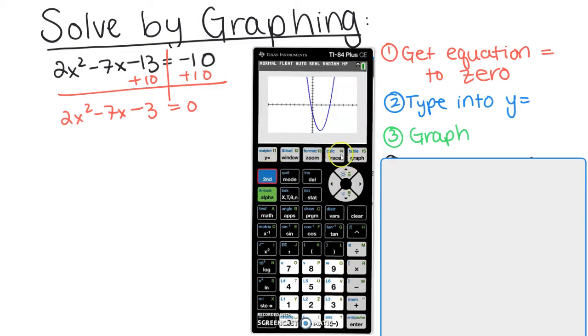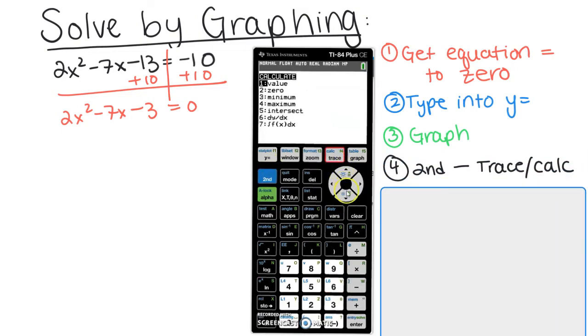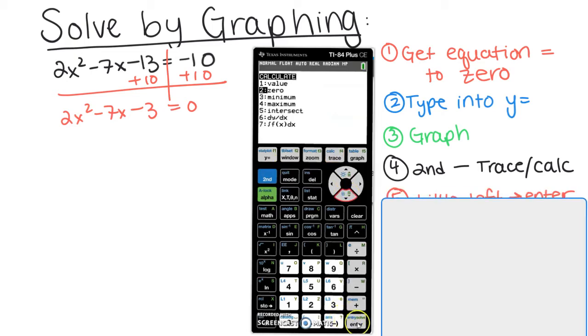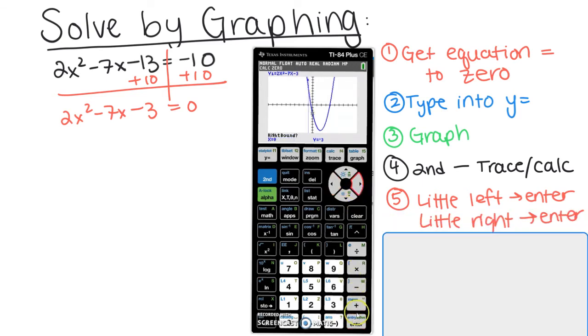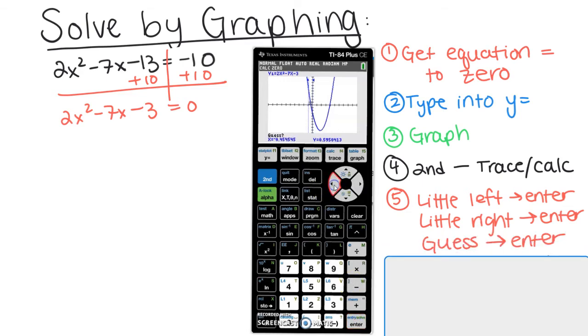Next, you're going to press second trace, which is actually the calculate, and you're going to choose the 0 option. I forgot to write that in here. You have to go a little bit to the left and press enter, a little bit to the right and press enter, and then you're going to have to make a guess. Then your calculator is going to tell you the solution.